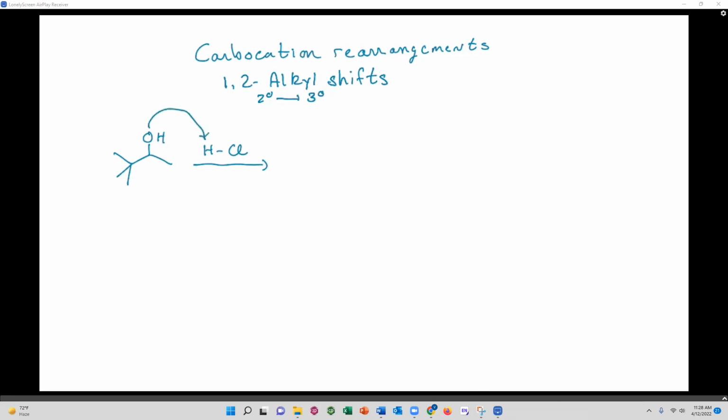Now, this can happen with any type of an SN1 or an E1 reaction. In other words, it doesn't matter what it is. Anytime I form a secondary carbocation, I can have a rearrangement reaction. So I went ahead and I protonated. Okay, I formed my good leaving group. And what I'm going to do is I'm now going to have the secondary carbocation form.